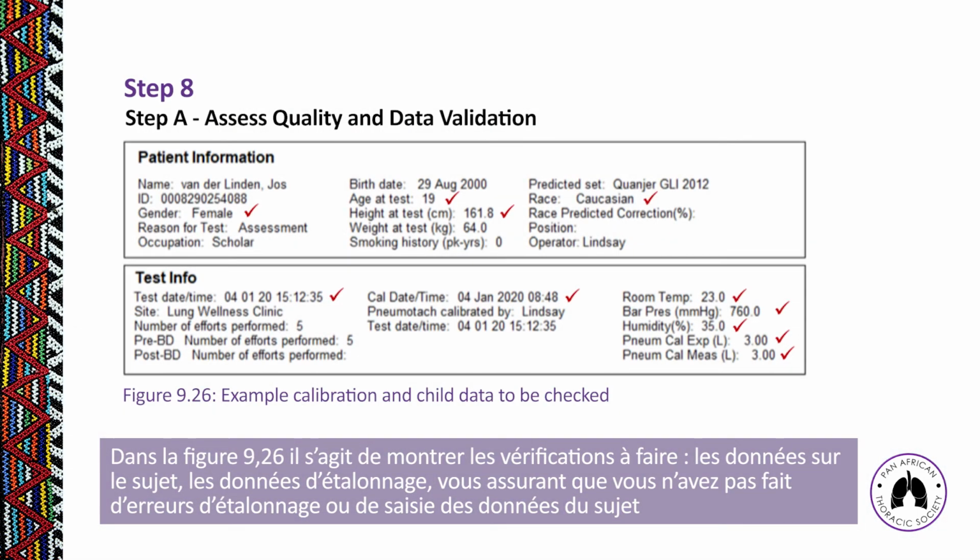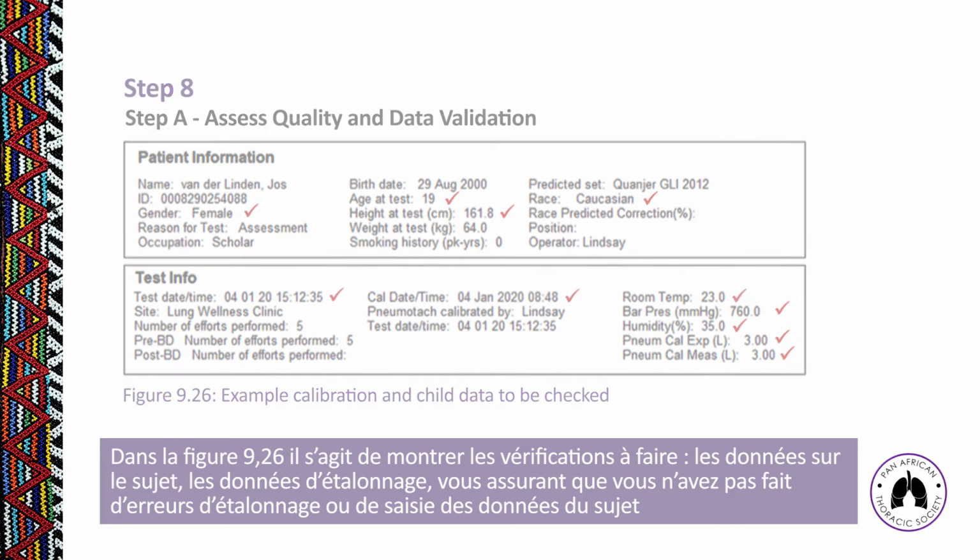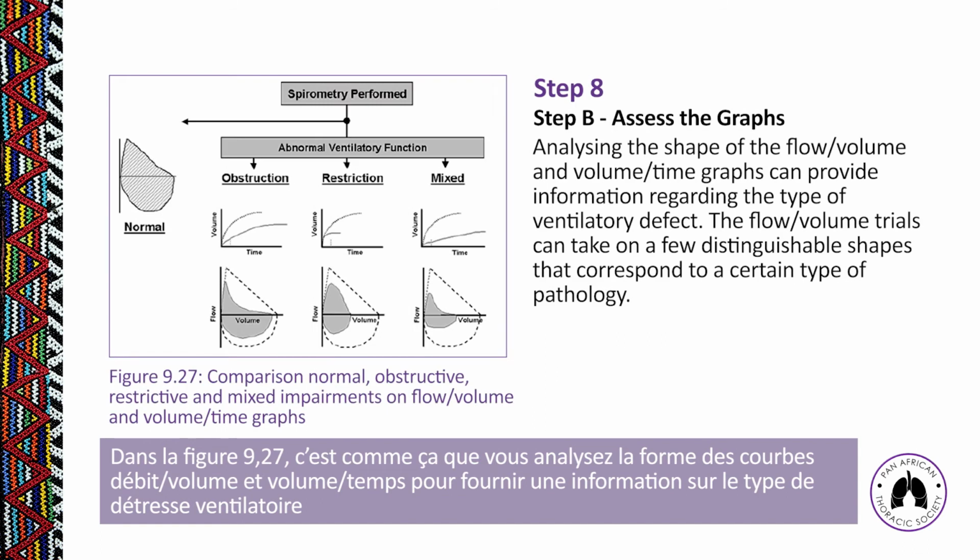In figure 9.26, you can see an example of checking the subject entry and the calibration data, showing that you haven't made any errors on entering the subject and checking the calibration. In figure 9.27, this is how you analyze the shape of the flow volume and volume time graphs to provide information about the type of ventilatory defect.